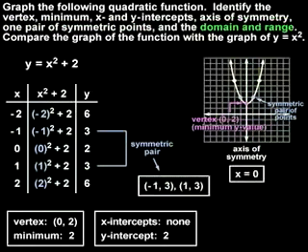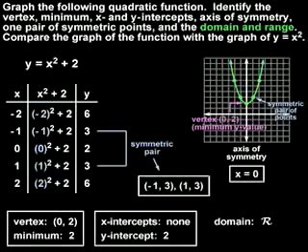Next, we're asked to find the domain and range of the function. The domain of a function is the set of all x values of the function. Remember that the x values on a coordinate system are the left and right values, and we can see that the parabola is expanding infinitely to the left and to the right. So the parabola will cover all x values on the graph, which means that the domain of the function is all real numbers.